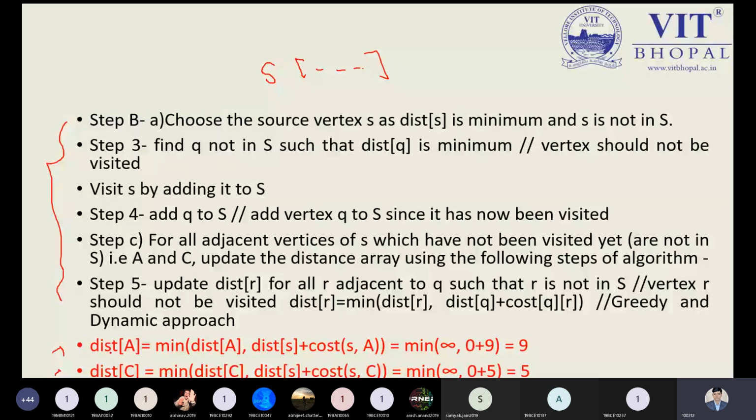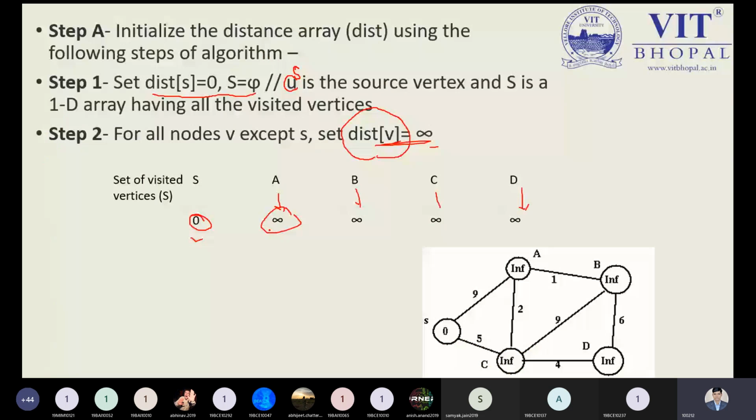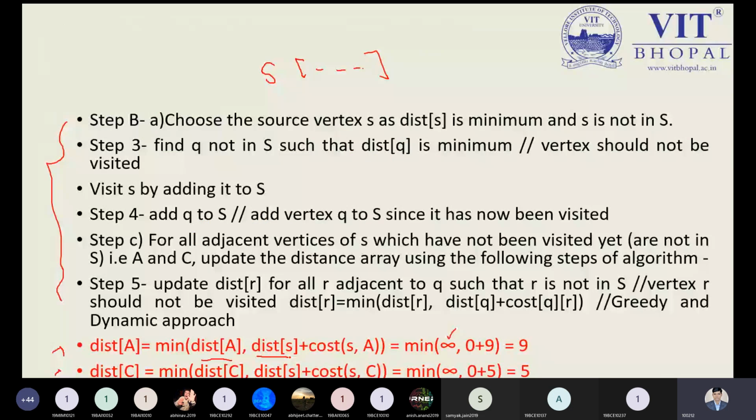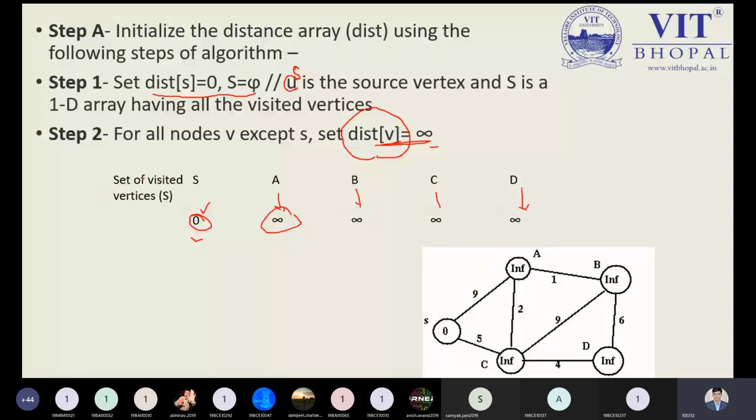That's why I'm saying. So distance A is equal to the minimum distance A. Minimum distance A was already given in the previous part, that is, we have visited at infinity. Initially we have infinity, so here we need to say infinity. Next, distance S is already given, that is 0. This is a table where we update all the values, so it is a better idea to make a table on your paper.